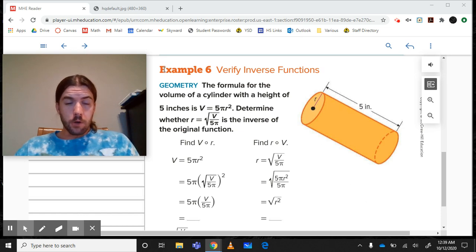Right, can you believe it? We are already at example number 6, verifying inverse functions. About to clear off this lesson. It's probably only been like half an hour. All right, so let's get to it.